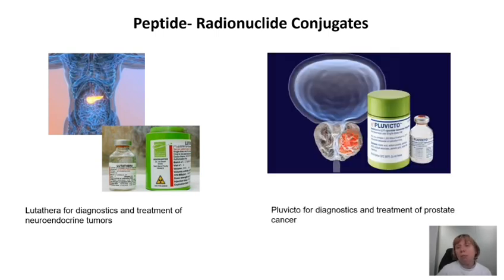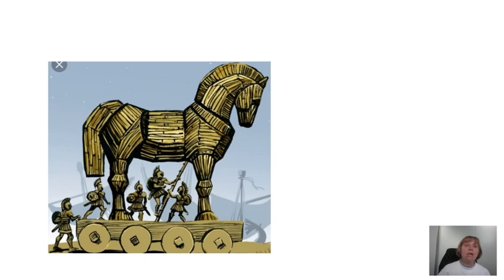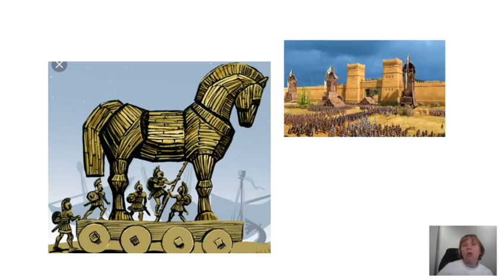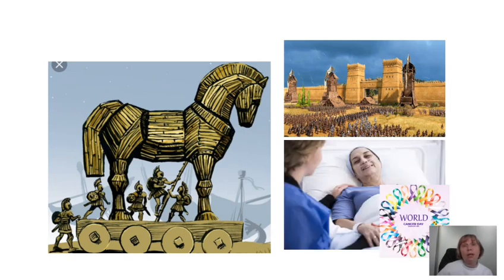The same idea is realized in Pluvicto, the compound which is used for diagnostic and for treatment of prostate cancer. So you can see that the strategy of the Trojan horse can be used to conquer the city, but also it can be successfully used to win the war against cancer.